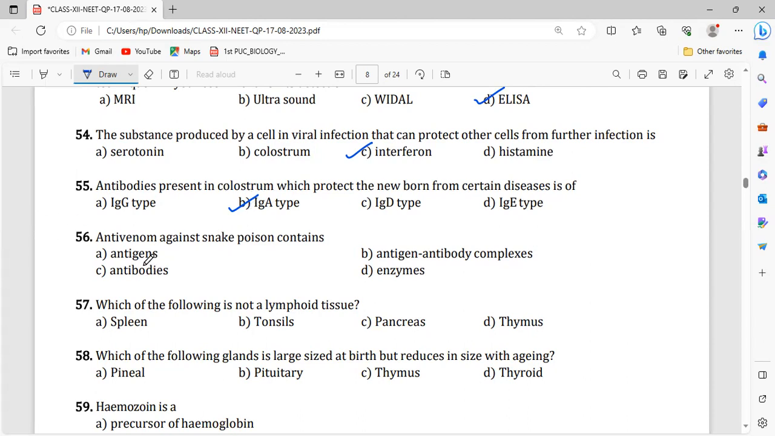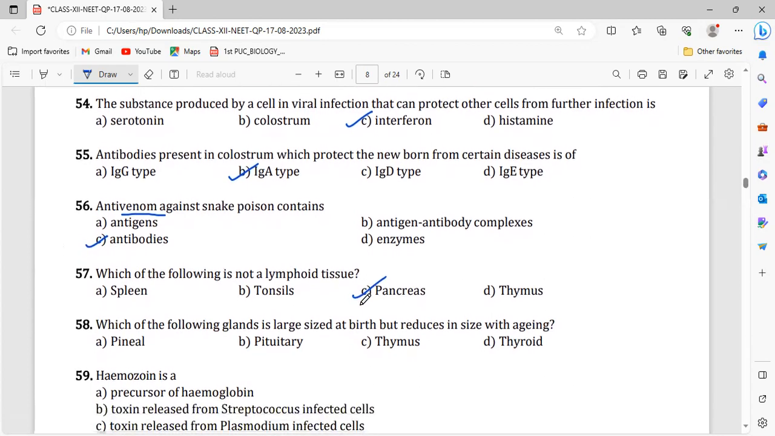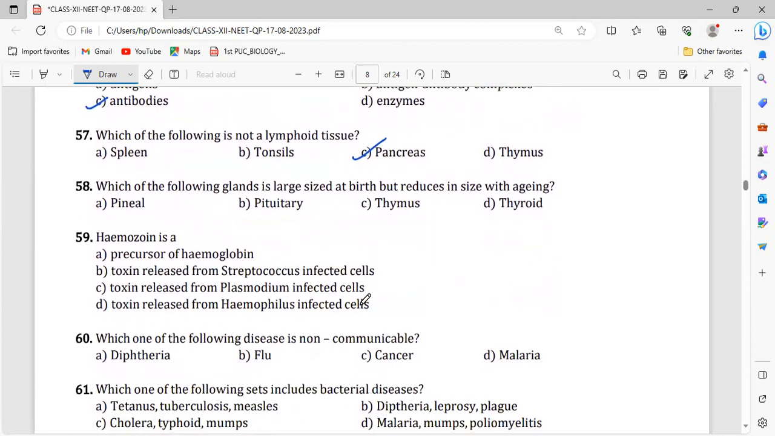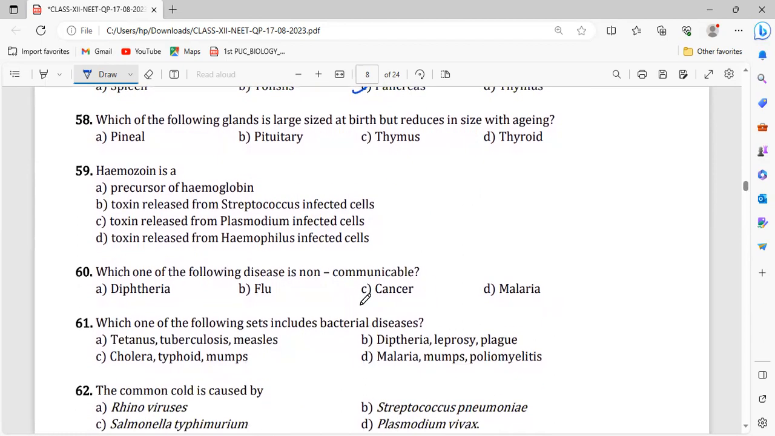Next, 56. Antivenom against snake poison. So again, antivenom gives passive immunity, right? If it is giving passive immunity, that means it should contain antibodies itself, because antibodies are directly transferred. Then which of the following is not a lymphoid tissue? So here, out of these, pancreas is not a lymphoid tissue. Next, 58. Which of the following glands is large at birth but reduces in size with aging? Again, it's a direct question. It's the thymus.